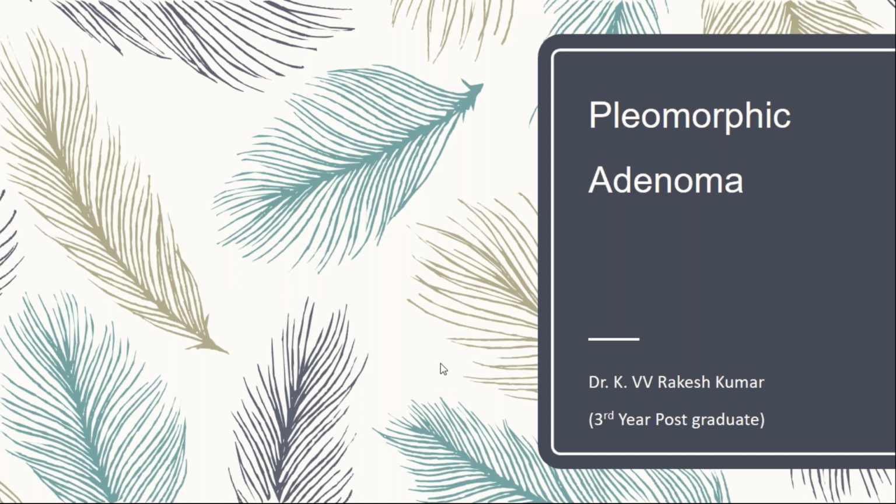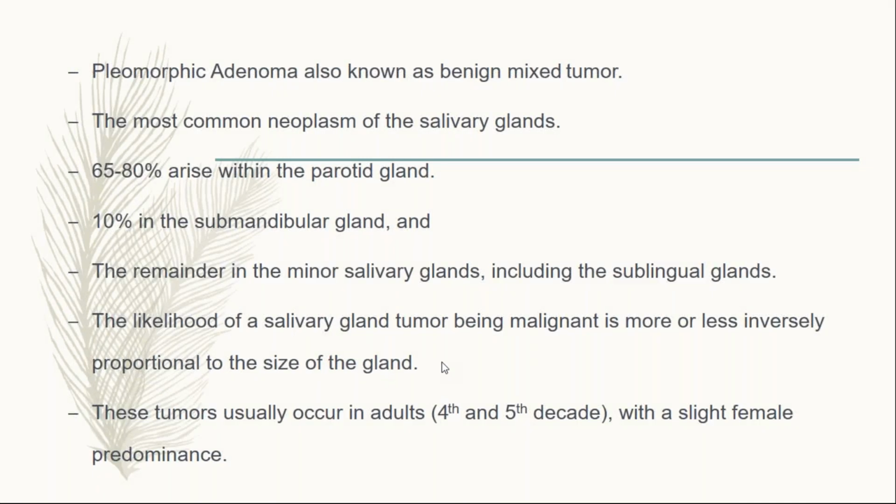Okay, today's topic is pleomorphic adenoma. Pleomorphic adenoma is a salivary gland tumor, and it is the most common salivary gland tumor among benign and malignant. And among benign, it's the most common.